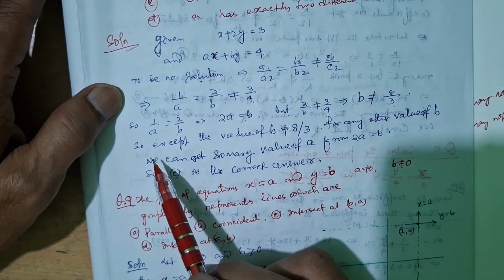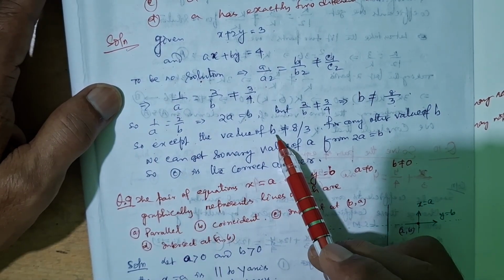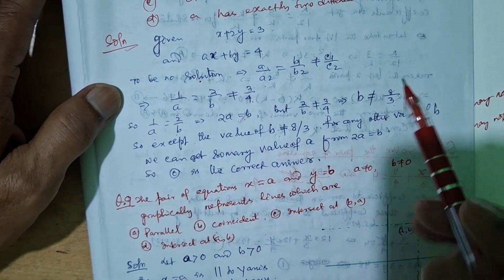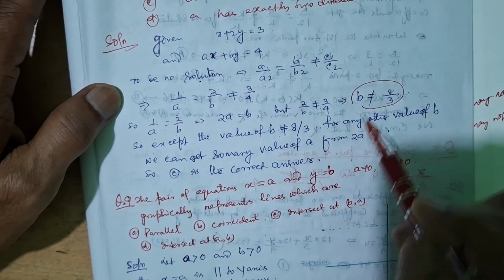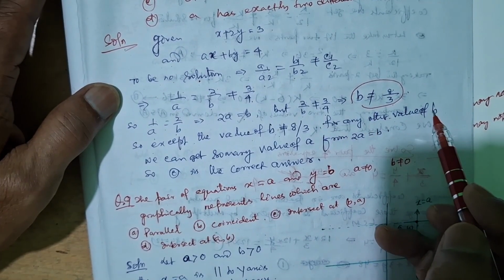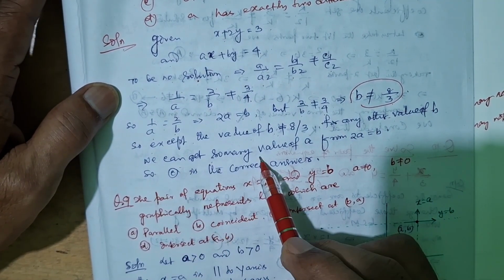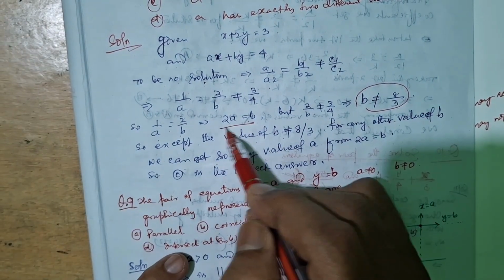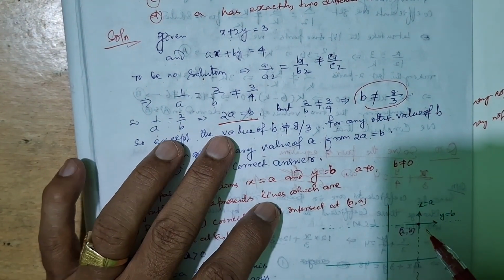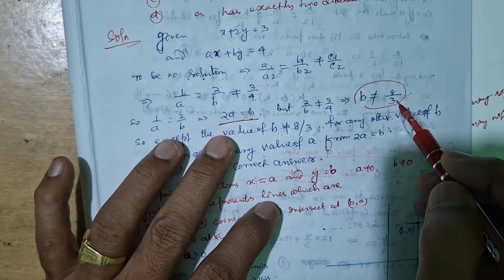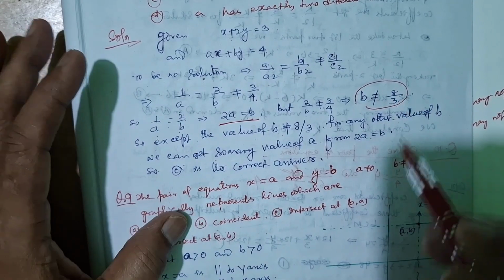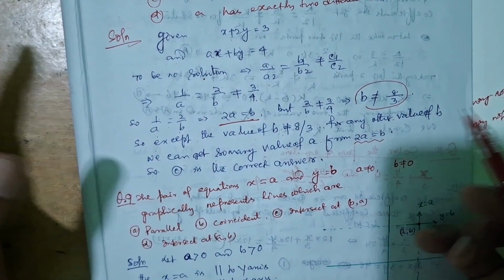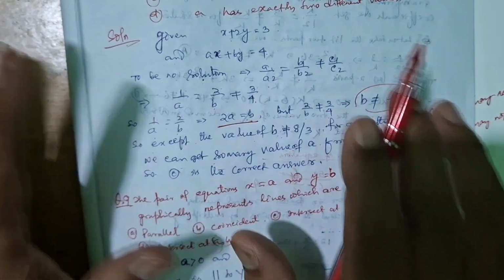8 by 3. So except the value of b, b will not be this. For any other value of b, we can get so many values of a from 2a is equal to b. But b is not equal to this. Only except this value. Whenever 2a is equal to b, we will get the solution.